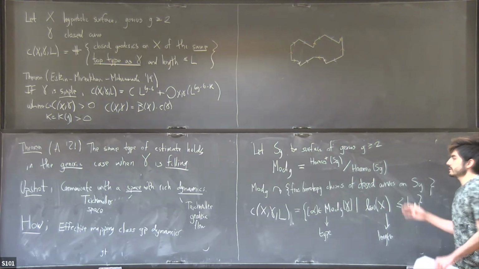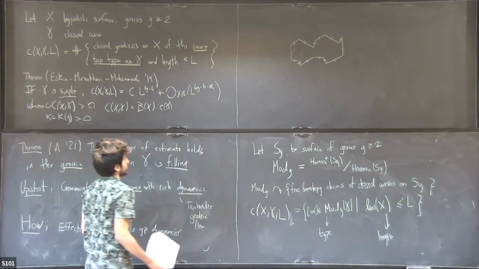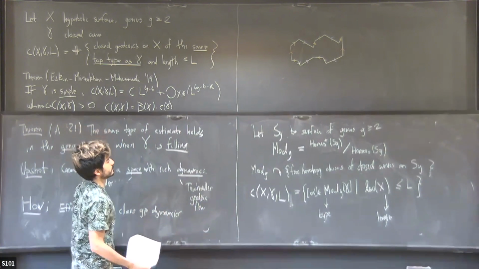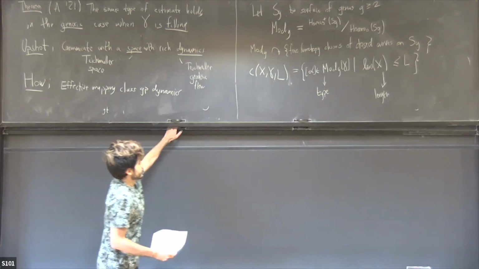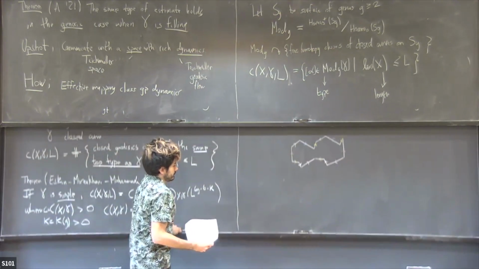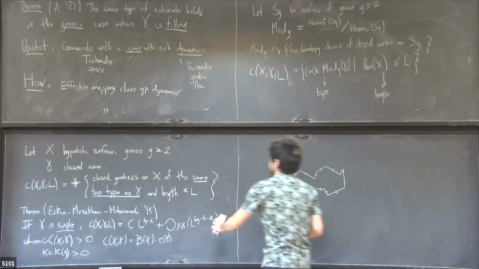Okay, so this is one place where I want the mapping class group to act, and the other place is our famous Teichmüller space. So maybe let's bring this down. Okay, so over here.